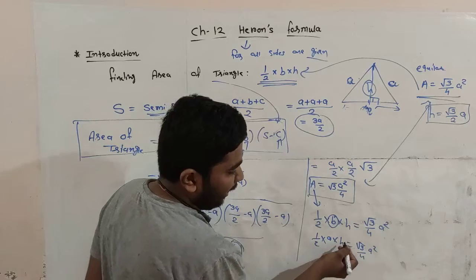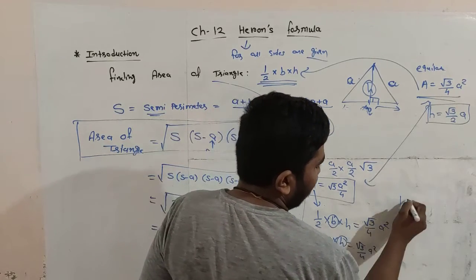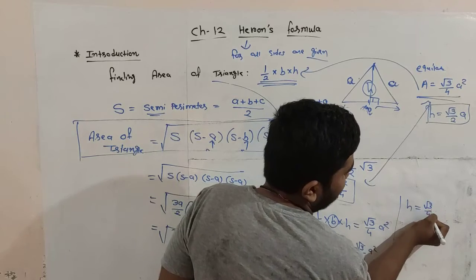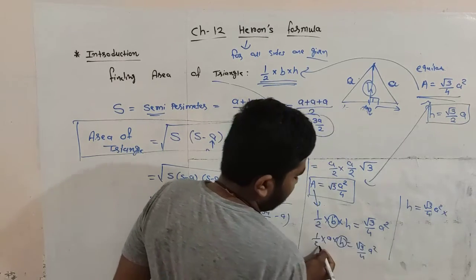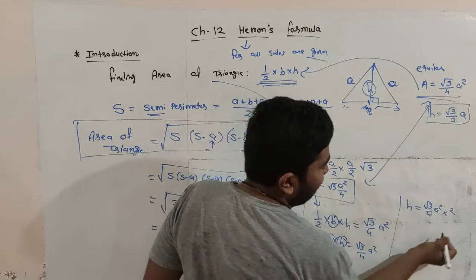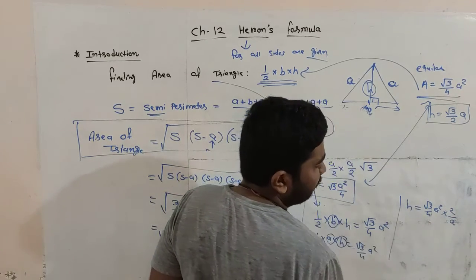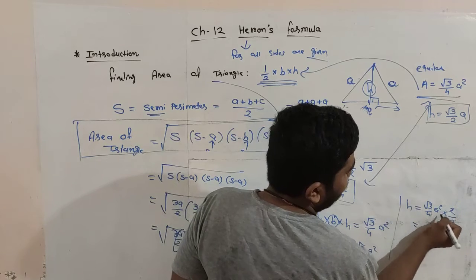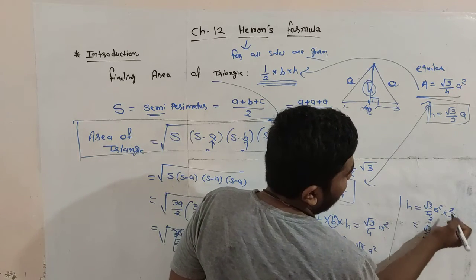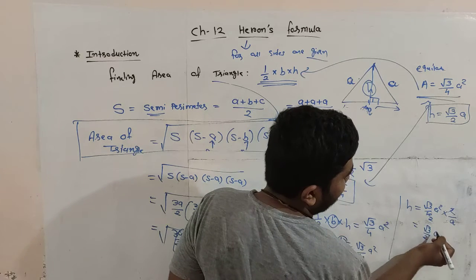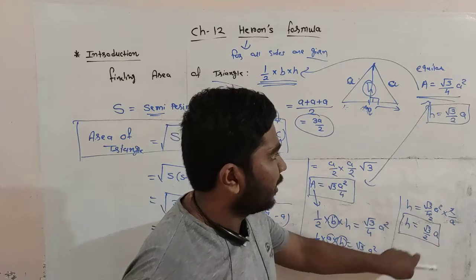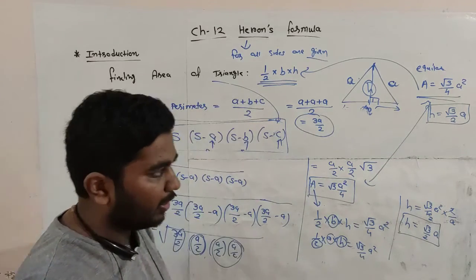Now if I find h, then h would be root 3 by 4 a square as it is, into this 2 will be in multiplication and this a would be in division. So we can write 2 by a. Now 2 twos are 4, so it would be root 3 by 2. a square would be cancelled out, so it would be a. So h is equal to root 3 by 2 a, that we were using for the equilateral triangle.